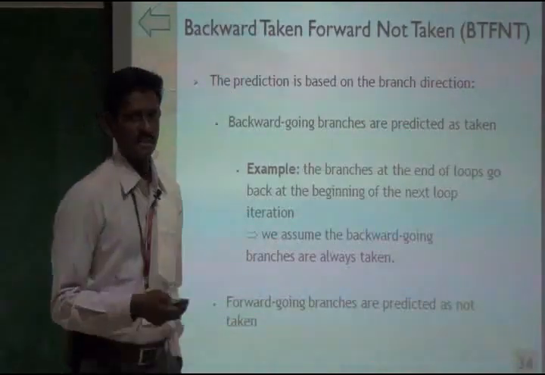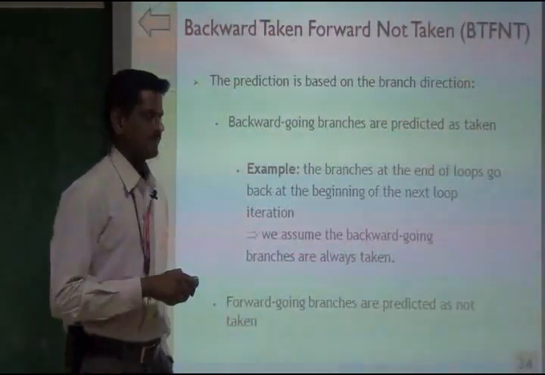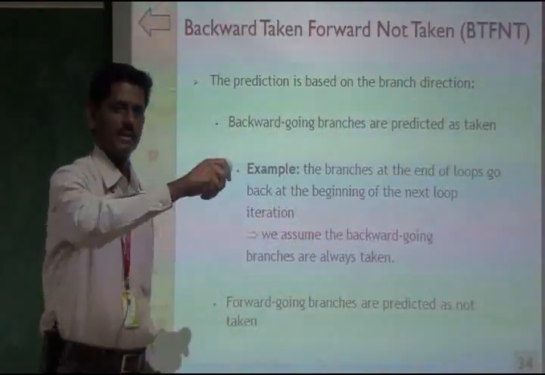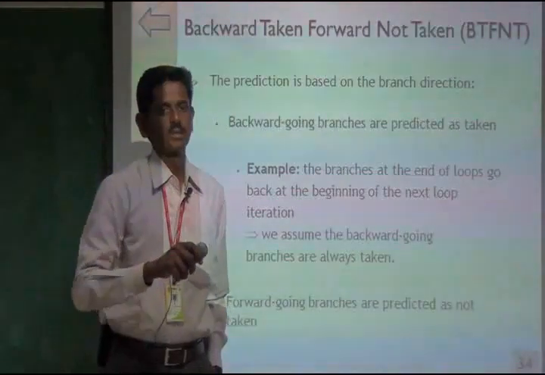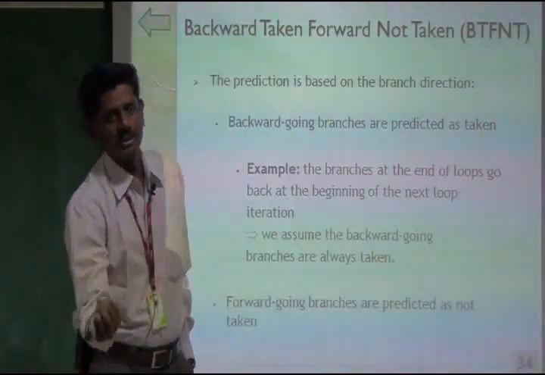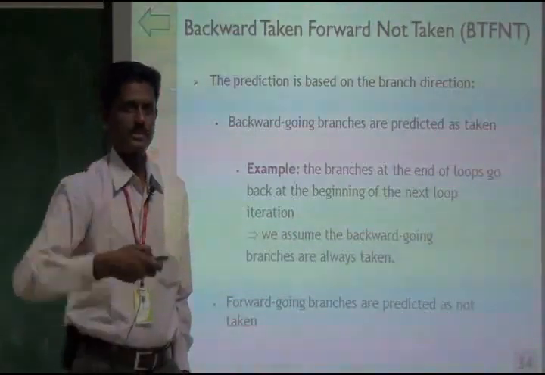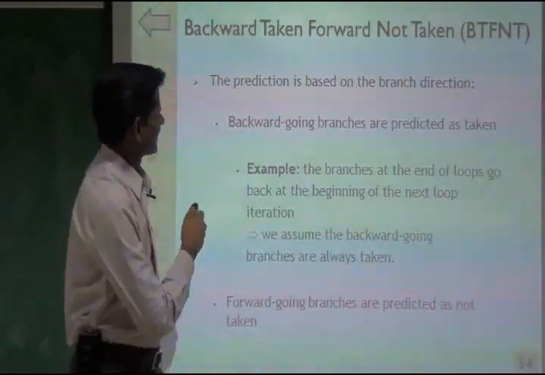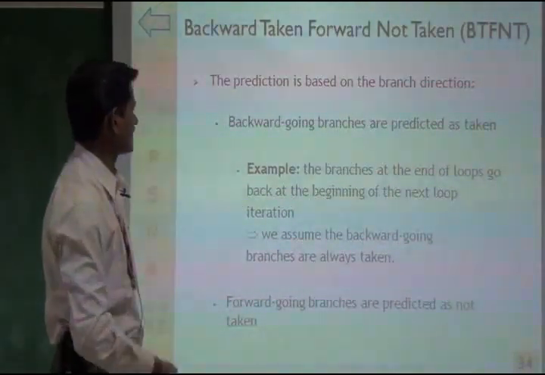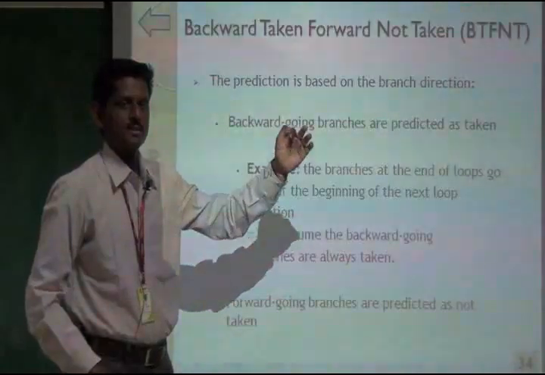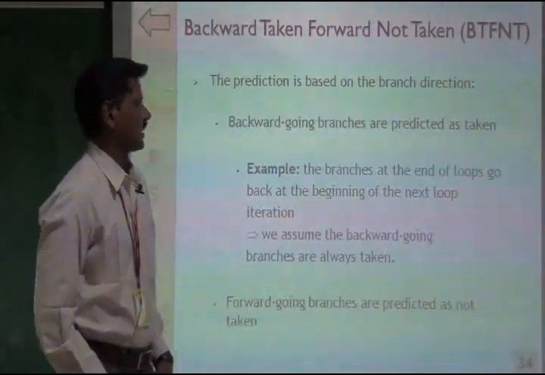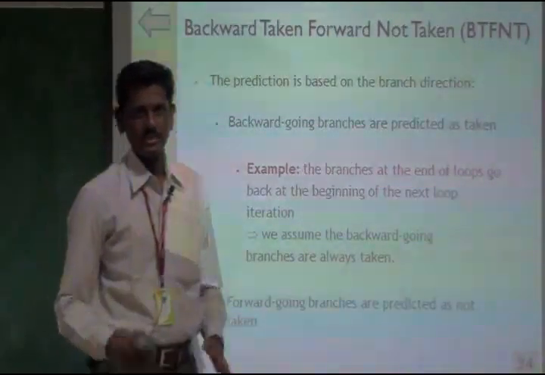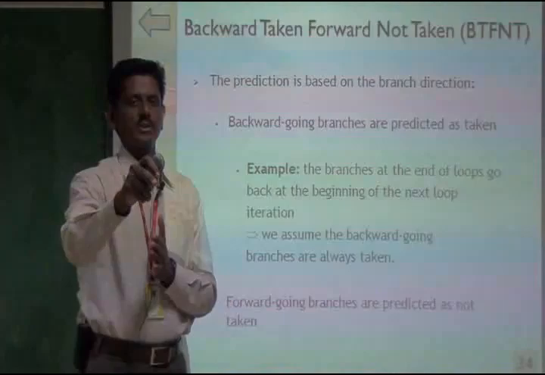Then another technique. Suppose in a branch statement there are two branches, forward goto and backward goto. If the branch is going in a forward direction, that is forward goto. If it goes back in the program sequence, that is called backward goto. So here the assumption is backward going branches are always taken, right? Forward branches are always not taken. So here two assumptions are going to be applied.